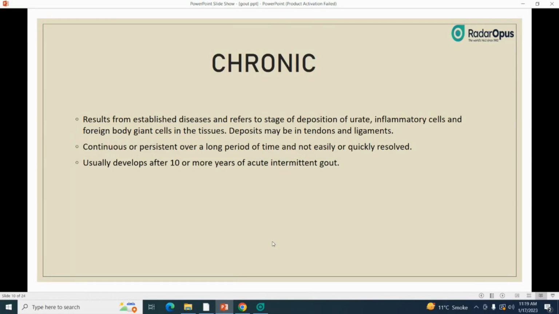The rate of urate deposition and subsequently the rate of tophi formation correlates with the duration and the severity of hyperuricemia. Complications of tophi include pain, soft tissue damage, and deformity. Joint destruction and nerve compression syndromes such as carpal tunnel syndrome can be seen.